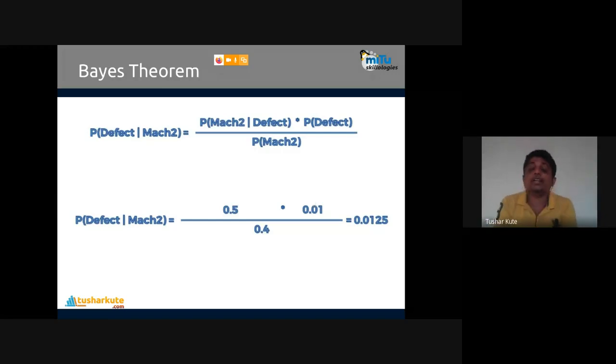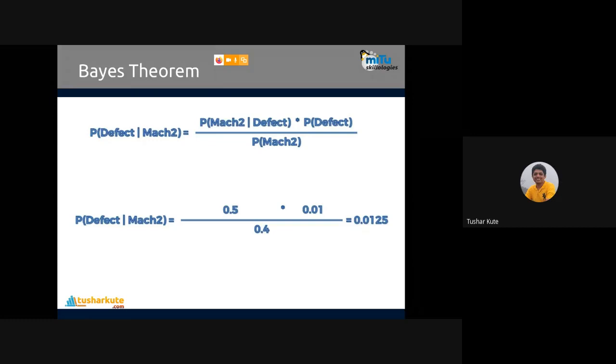0.5 into 0.01, and the probability of machine 2 is 0.4. It means out of all 100% of parts manufactured, machine 2's contribution is 40%. Correct? 0.5 into 0.01 divided by 0.4 is equal to 0.0125. What is the percentage? 1.25. So the defective part from machine 2 has a probability of 1.25%.